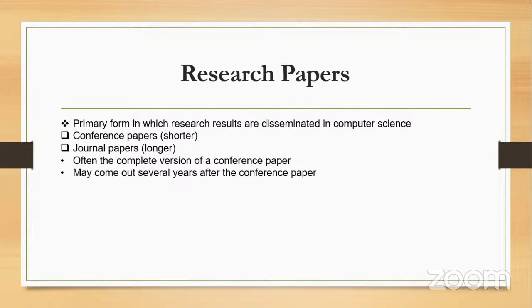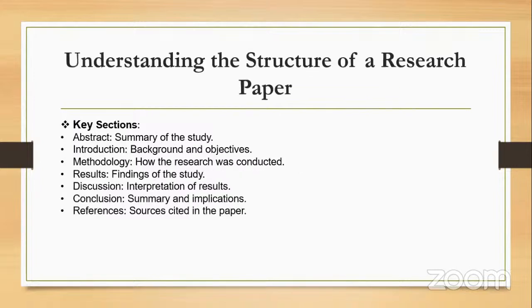They can come in two forms, either conference papers, which are the shorter form of a research paper, or journal papers, which are the longer form of a conference paper. And sometimes they may come years after the conference paper has been published.